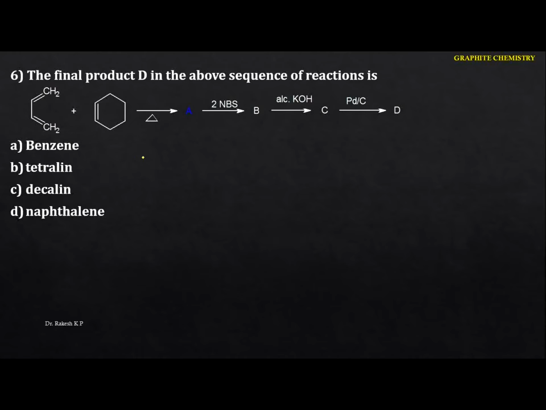So the first thing they are given is the butadiene here. Okay, just go to this one here. I'm going to write the bond line representations here. This is the double bond. So whenever it reacts with the cyclohexene, this is the Diels-Alder reaction here.